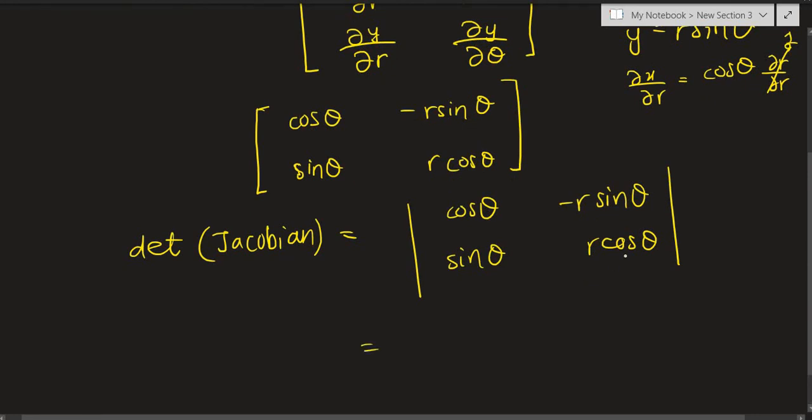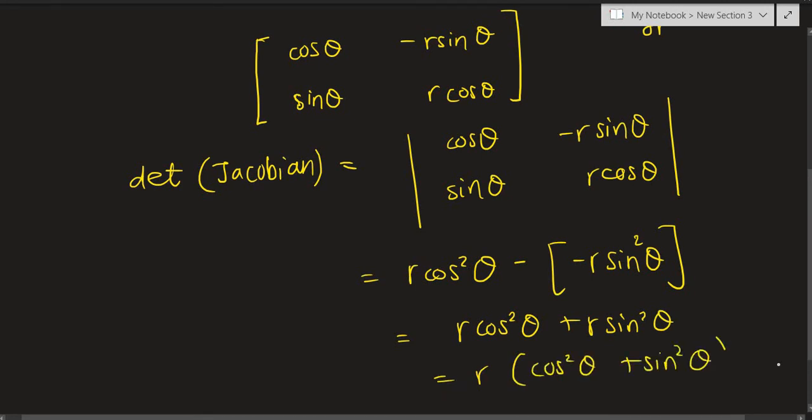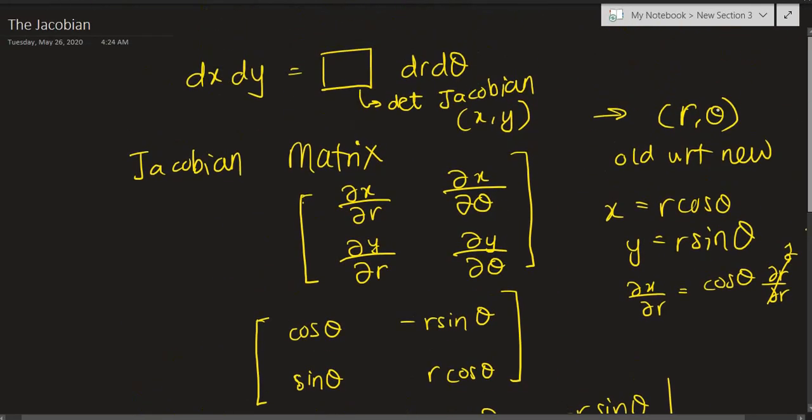We can just take this term times this term, so r times cosine squared theta, minus this term times this term, so negative r sine squared theta. Now on simplification we get r times cosine squared theta plus r times sine squared theta. You can take the r common, we get cosine squared theta plus sine squared theta. And notice the interesting fact that this goes to 1. So we just have r. So our missing factor that we needed here is just r. Use the determinant of the Jacobian matrix for calculating that.